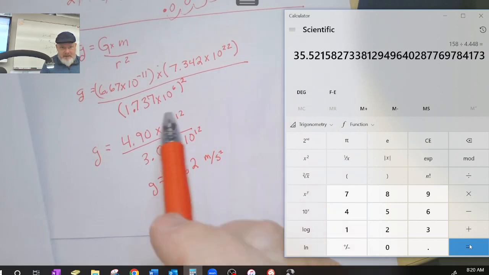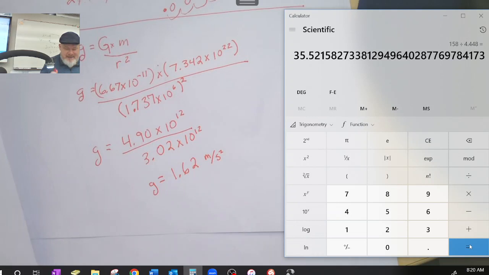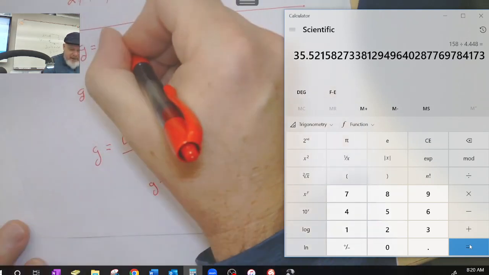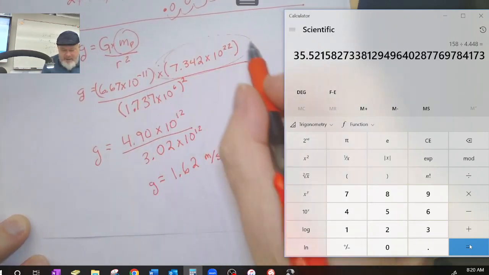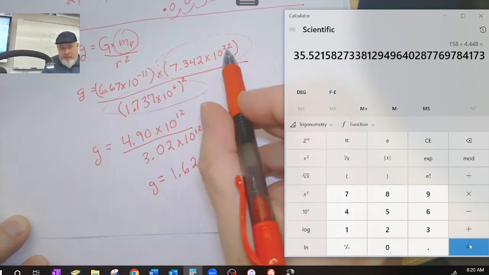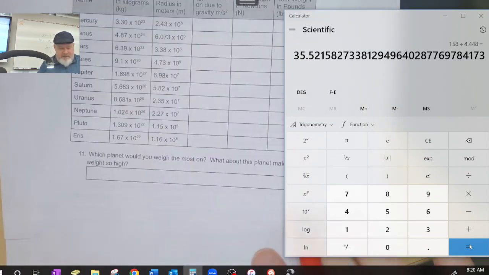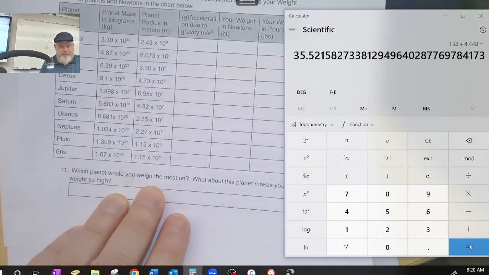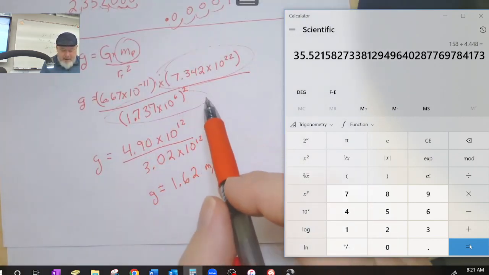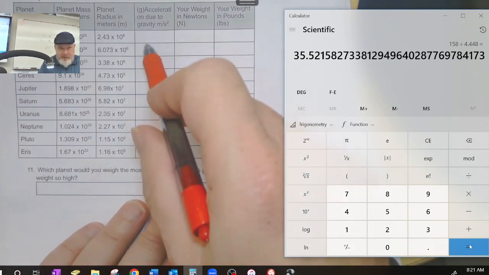The acceleration, using this formula: acceleration is the gravitational constant, which doesn't change, and the mass, which is the thing that does change. This mass right here is going to be the mass of whatever planet you're looking at. This number and this number are the two things that change: the mass of the planet and the radius of the planet. Instead of putting the moon numbers in there, you're going to put these numbers in there. Then you calculate it out, and you get your gravitational constant, and that's what you're going to put in this column.